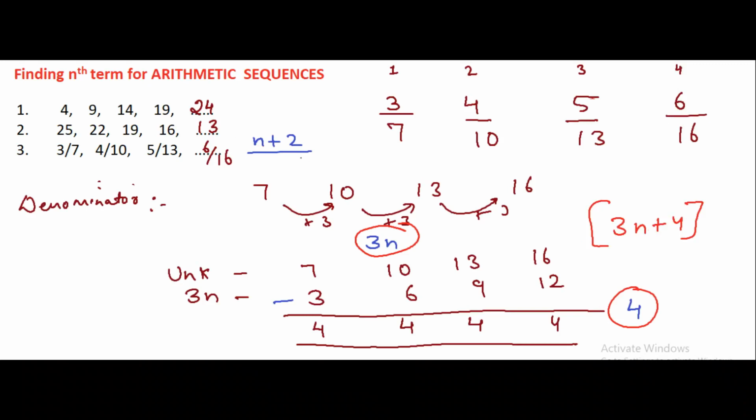So you have two different sequences. The first one, for the numerator, was n plus 2. I have already mentioned it over here. And now the next one is 3n plus 4. So this is your final answer for sequence number 3. So I hope you have understood. I've made it quite simple. Hopefully you have understood.